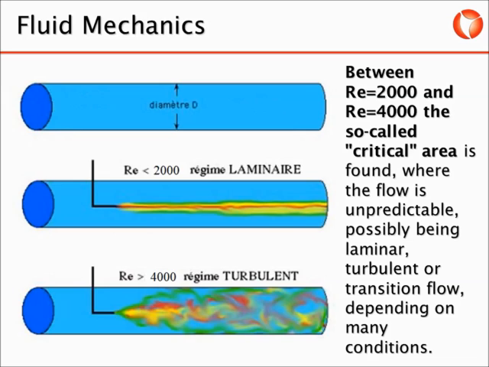For technical studies, the flow rate in pipes is considered laminar if the Reynolds number is less than 2000, and it is considered turbulent if the Reynolds number exceeds 4000. Between these two values, the so-called critical area is found, where the flow is unpredictable, possibly being laminar, turbulent, or transition flow, depending on many conditions.